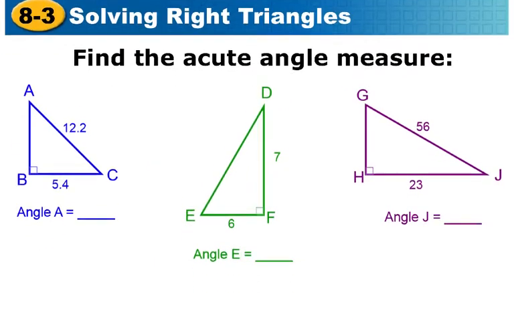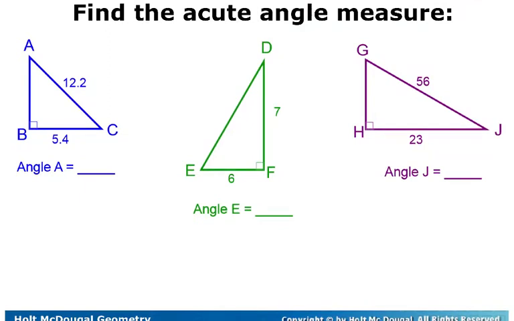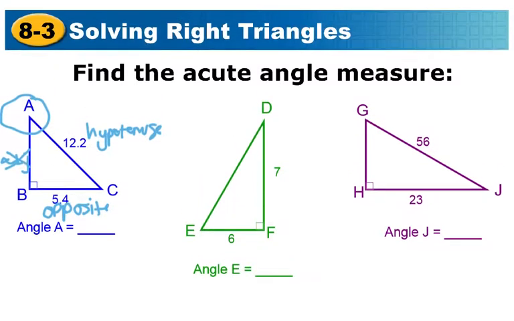Alright, so what does that mean for solving? We're going to find the acute angle measure based on being given two sides. Taking a look at our first one here, in order to find angle A, I need to identify that angle A has an opposite of 5.4 and a hypotenuse of 12.2, and of course the adjacent is there, but it's not going to be working in here.